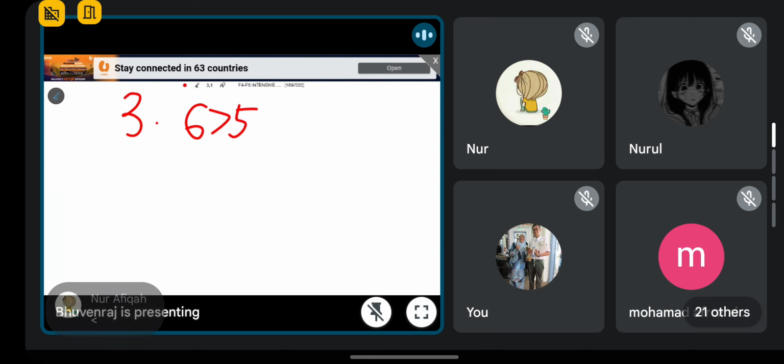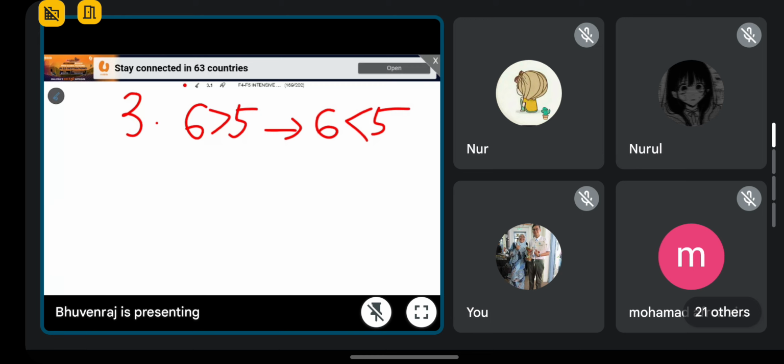What's the negation, guys? Penafian. Yeah, tukar simbol saja. Just change the sign only, guys. This is how you negate. Okay, opposite saja, bertentangan. Okay, urutan dia masih sama. The arrangement is still the same. Just change the sign only. Tukar simbol saja. Okay, so other than that, I think semua yang lain boleh lah.